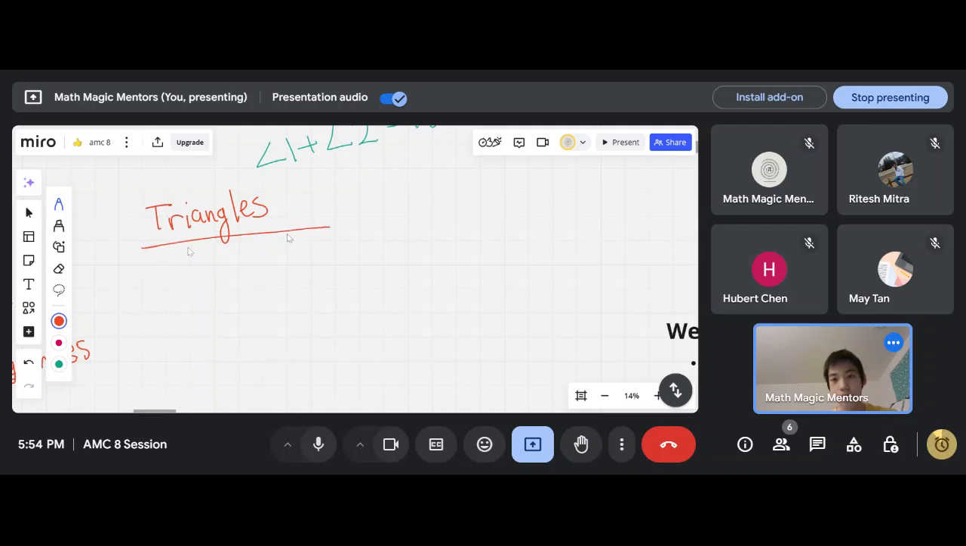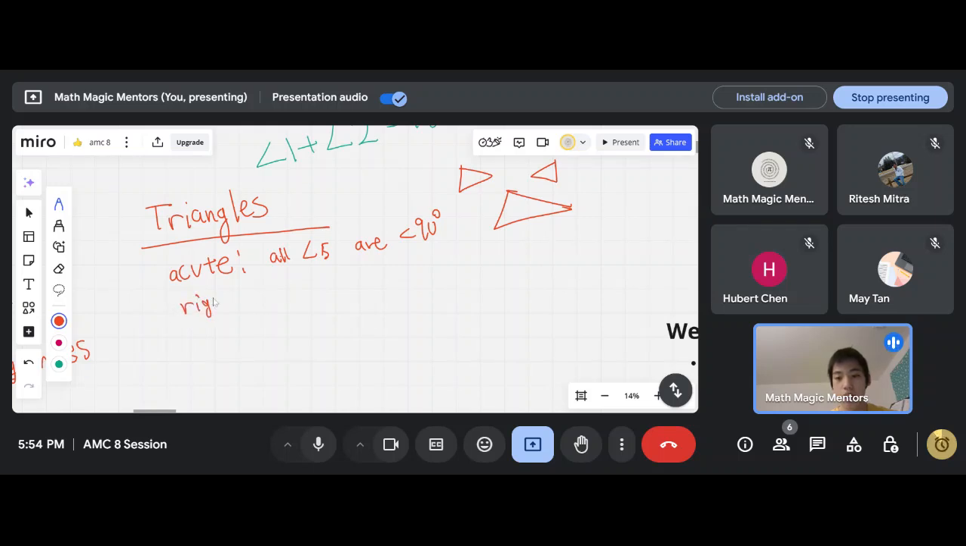So an acute triangle is where all angles are less than 90 degrees. And so it's going to look something like this, or this, something like that.